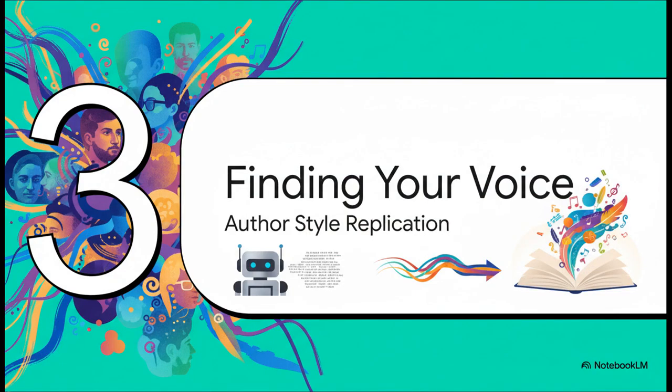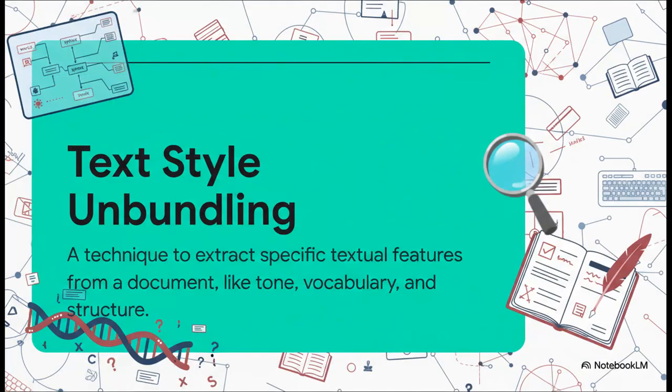So, we've got a powerful text engine that's up to date. Awesome. But how do we stop it from sounding like, well, a generic AI? How do we make it capture a specific person's unique voice and style? The secret is this really cool technique called text style unbundling. This is where we get to play literary detective. We take a sample of an author's writing and we basically analyze its unique DNA.